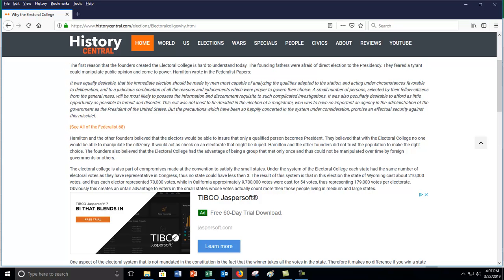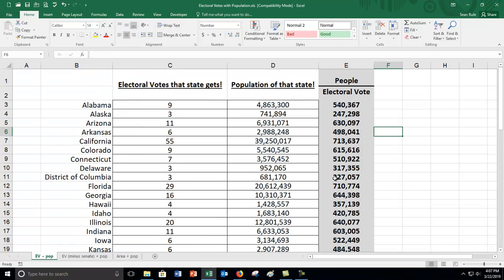They talk about tumult and disorder. Electors would be able to ensure only a qualified person becomes president, and so forth and so on. So what I keep hearing over and over again is small states becoming empowered, and we don't get somebody in office who isn't fit for office. Now, the thing that mathematically gets me is small states need to not get lost with the big states.